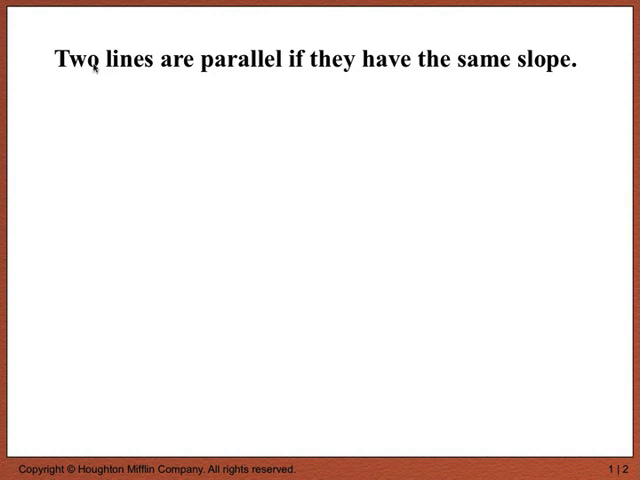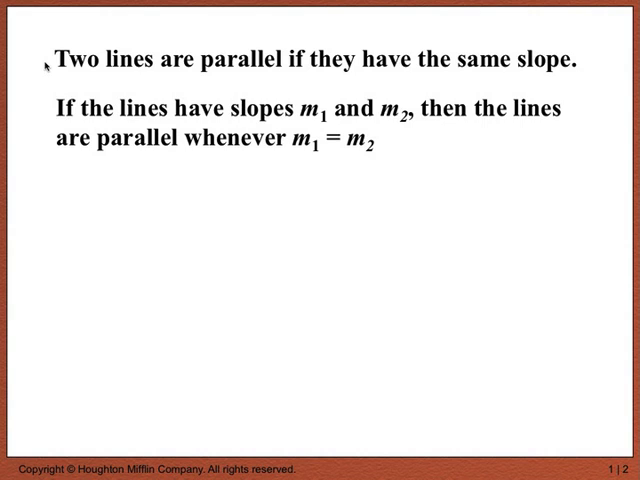Two lines are parallel if they have the same slope. Alright, that's probably not new to you. If the lines have slopes m1 and m2, then the lines are parallel whenever m1 equals m2. That's basically just a complicated way of saying that two lines are parallel if they have the same slope. So if line 1 has slope m1 and line 2 has slope m2, and m1 equals m2, then those lines are parallel.